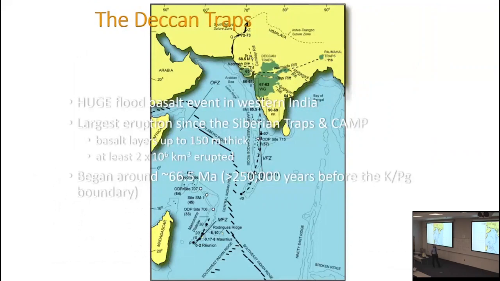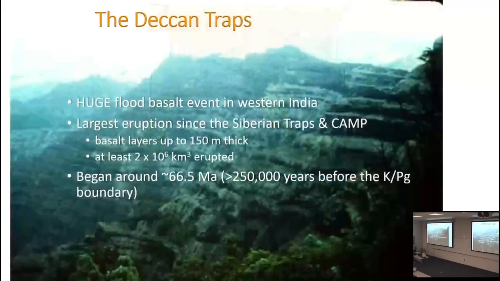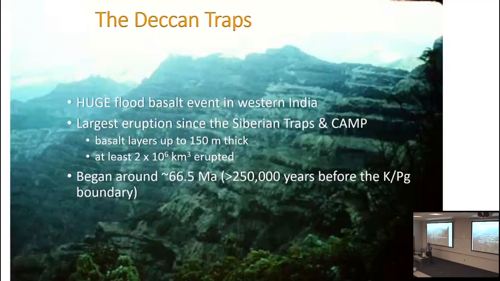Okay, second major phenomenon, the Deccan Traps. And I'll switch over in a moment to show a background where you can see the text better. But the stuff in green on the map of India there, that is the current expression of the Deccan Traps. So these are a huge flood basalt event in western India. Remember, flood basalts are these extremely voluminous, lots of material erupted volcanic episodes.